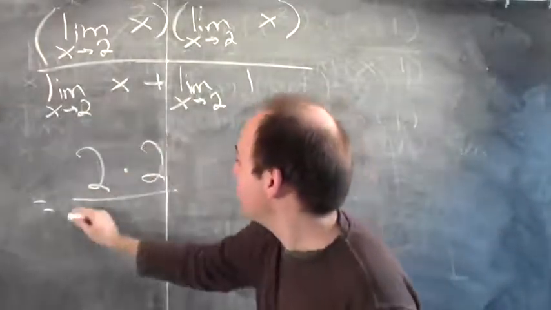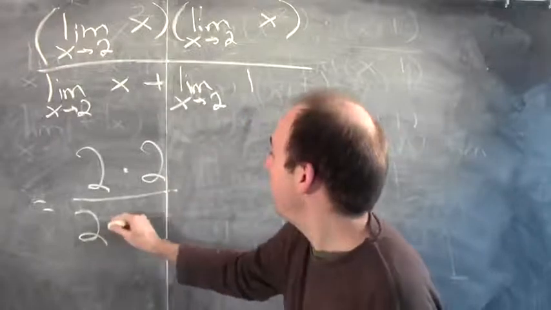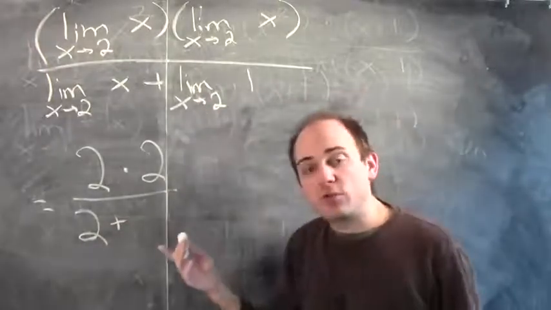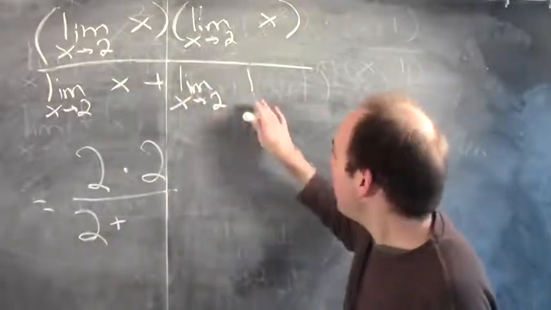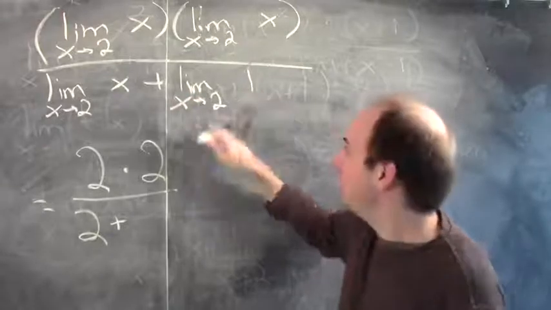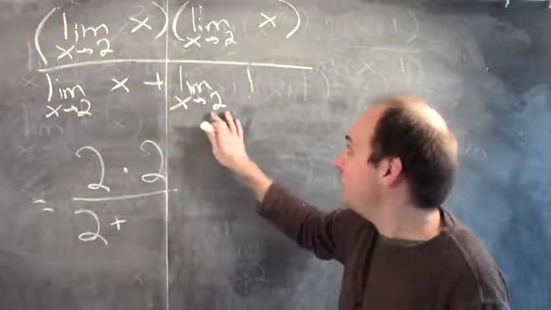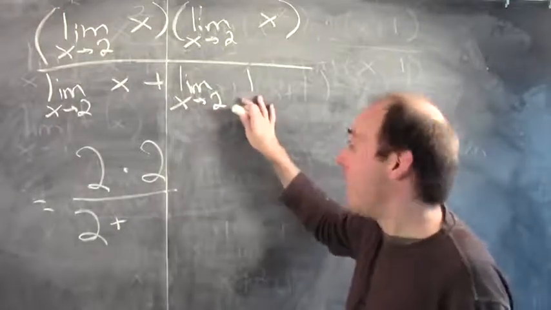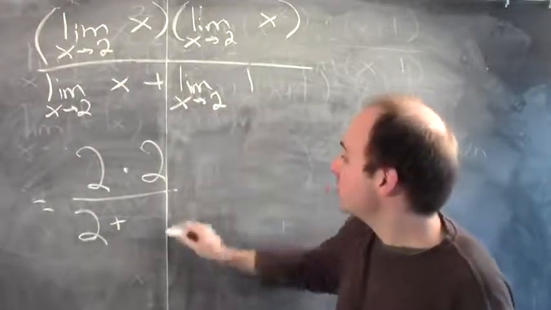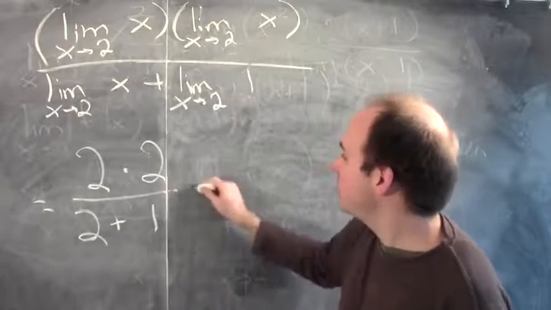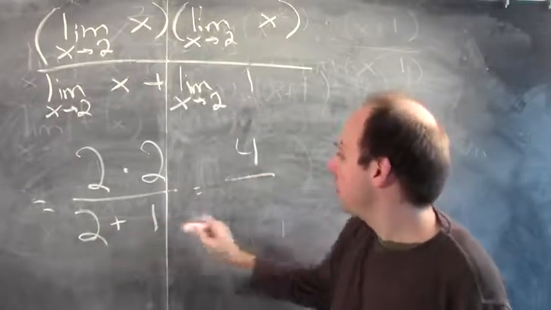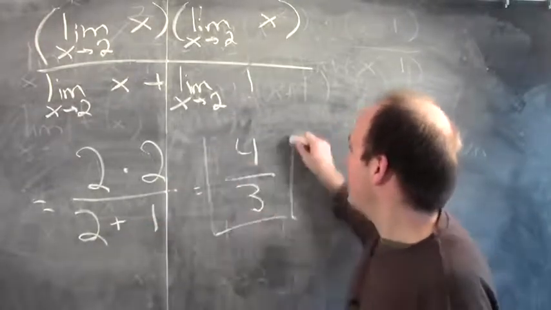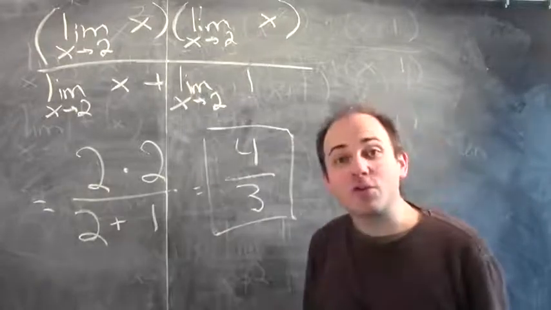Divided by the limit of x as x approaches 2 plus, what's the limit of 1 as x approaches 2? This is asking, what can I guarantee 1 is close to if I'm willing to have x be close enough to 2? Well, 1 is already close to 1. Right? The limit of a constant is that constant. So this is just 1. 2 times 2 is 4. 2 plus 1 is 3. And so the limit of this expression is 4/3.